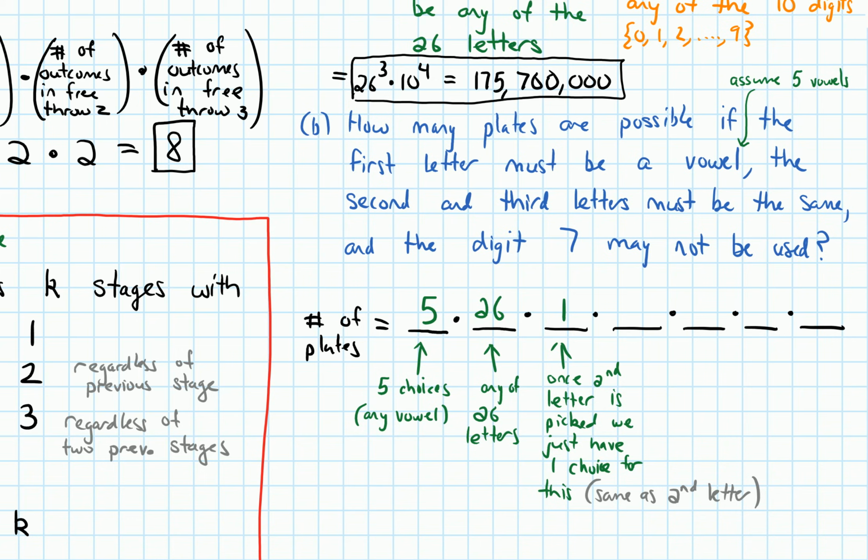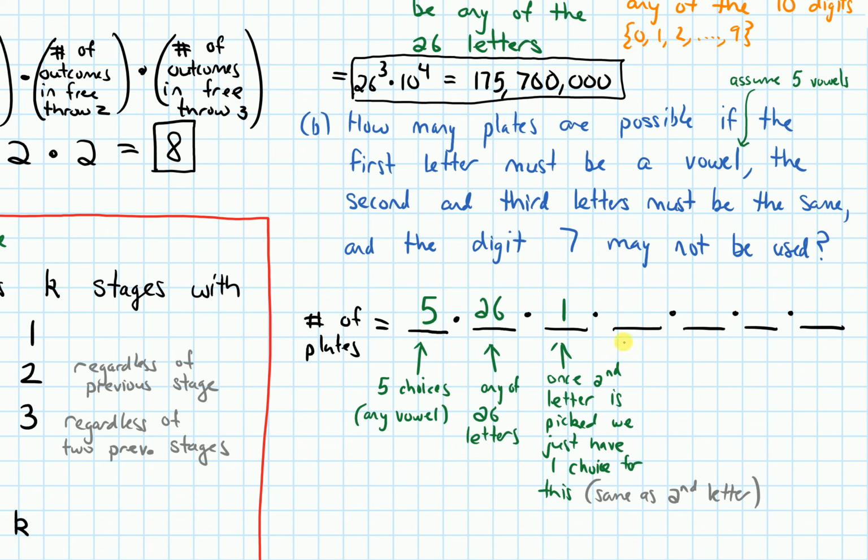And just to convince yourselves that 26 times 1 is right for those two spots, another way to think about those two spots is because they have to be the same, the second and third spots could be like AA, BB, CC, DD, and so on. And there's 26 such possibilities. And that's what we got by doing 26 times 1 as well.